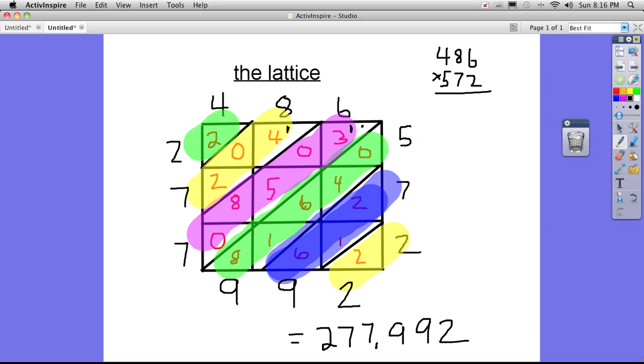And how do you know where to put the comma? Well, you just start at the number. You go 1, 2, 3, cha. And that's where you put the comma. So your answer to 486 times 572, well, of course, it's 277,992. So again, if you're just seeing this for the first time, it seems like a lot.